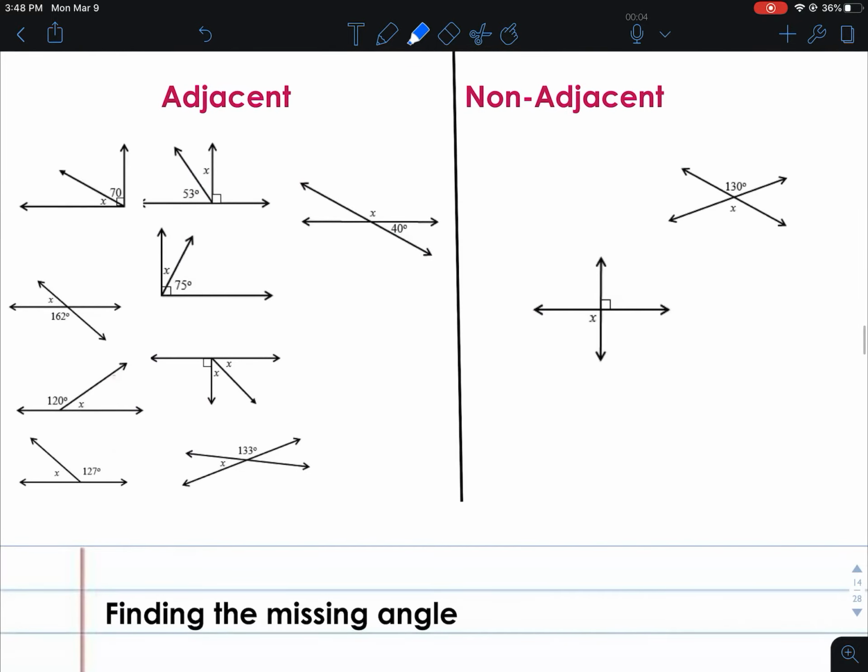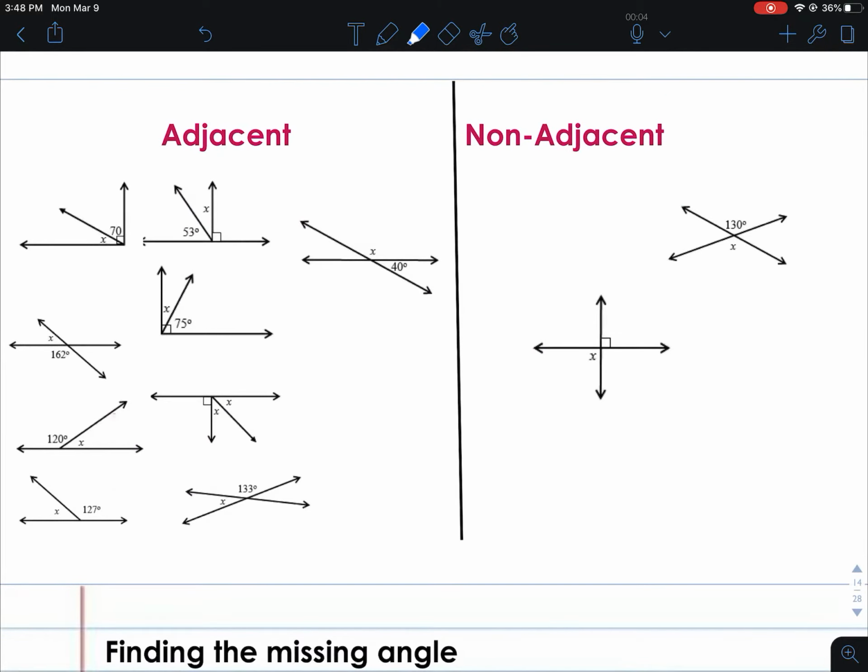And then this is when we sorted them into adjacent and non-adjacent. So just take a look over at that if you need to. All the adjacent share a ray, a side and a vertex. The non-adjacents, in this case, are both vertical.